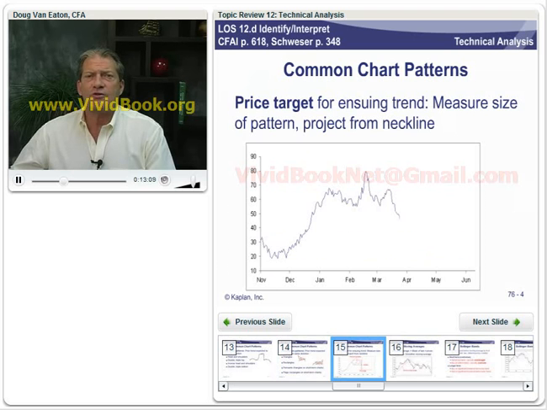Here's our head and shoulders. Well, there's our neckline, as it's called. And so in order to predict the size to get a price target for this downtrend because of the reversal based on the head and shoulders formation, we'll measure the size of the pattern from the neckline to the top of the head, and that's the size that we predict for our price target for our downtrend.